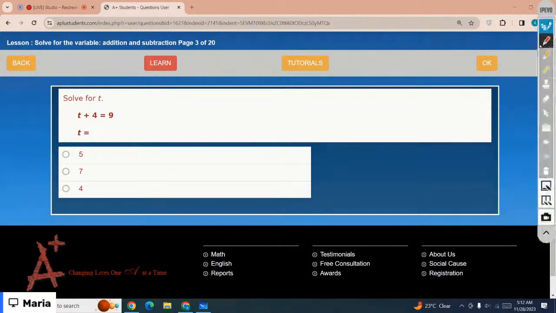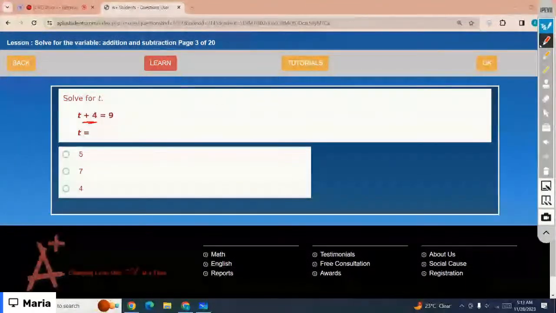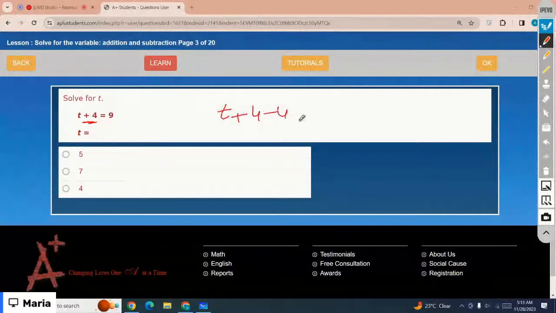So you have to isolate the variable t, right? Isolation means you need to remove that positive 4 from here. Opposite to addition is subtraction. That means you need to subtract 4 from both sides because you need to isolate t here. 4 minus 4 is 0, right? We're working on equations, so we have to perform the same operations on both sides. So t plus 4 minus 4 is 0, you're left with t here, and 9 minus 4 is 5, so the correct option is 5.